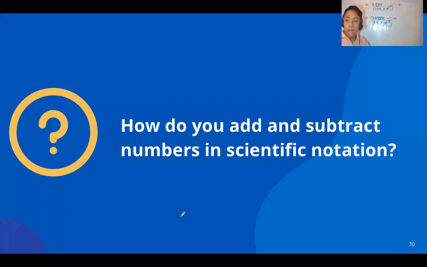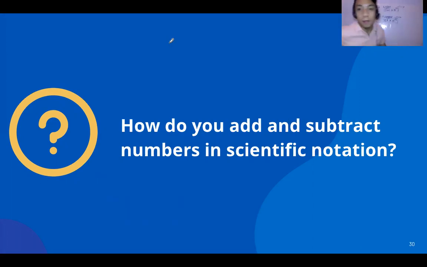How do we add or subtract numbers in scientific notation? Ayan, magpa-plus minus na tayo, no? So how to add and subtract? This will be our last topic. So how do we add and subtract numbers in scientific notation? This is the way on how to do it.